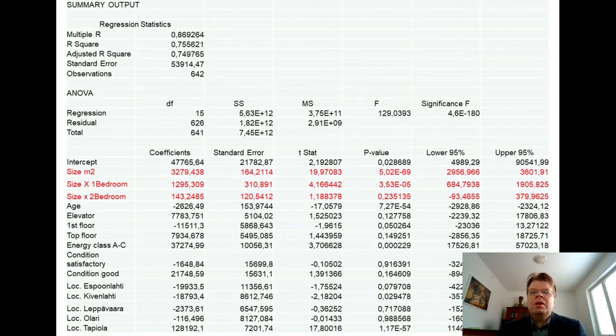And when I use the slope dummy, then for the one-bedroom apartments, the marginal effect of the size in square meters becomes the sum of this. It's not only this coefficient, 1,295, which is the slope coefficient of the slope dummy for one-bedroom apartment, but we also need to add this marginal impact of the reference category.